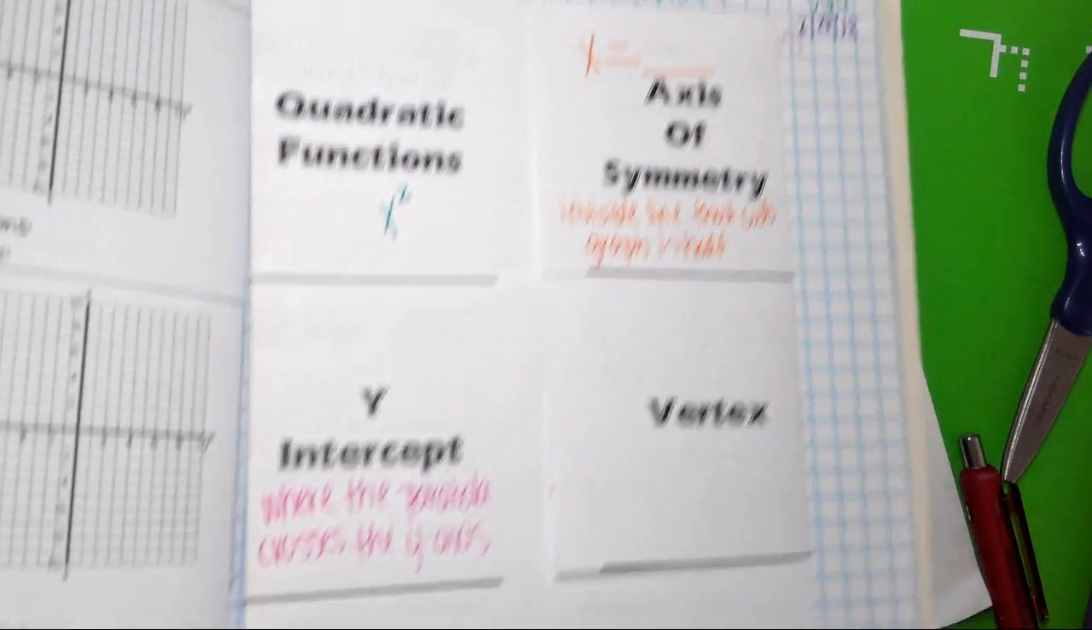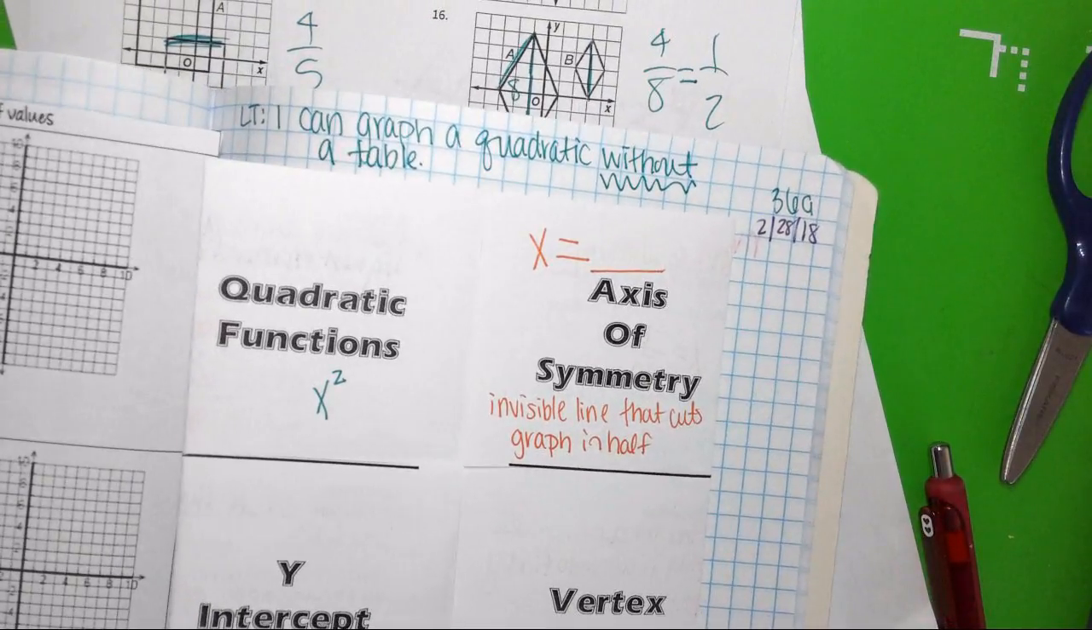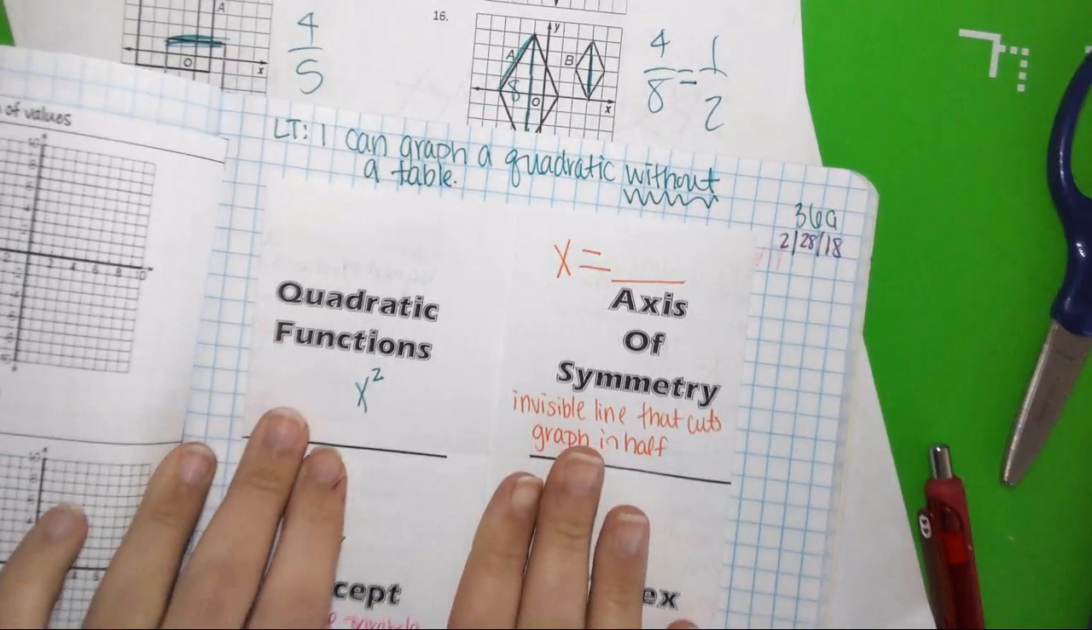Okay, so our goal for this lesson is to be able to graph without a table. To graph a quadratic without a table. So we know that when we graph a linear form, we don't have to use the table every time because we can put it in slope-intercept form, right? And we can use our y-intercept and our slope and we can graph. You can do the same thing here.